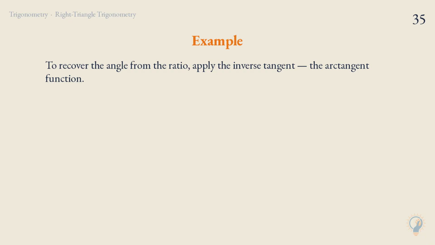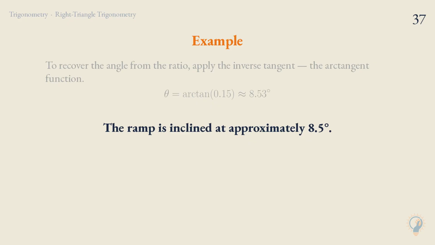To recover the angle from the ratio, apply the inverse tangent, the arctangent function. Theta equals the arctangent of 0.15, which is approximately 8.53 degrees. The ramp is inclined at approximately 8.5 degrees.